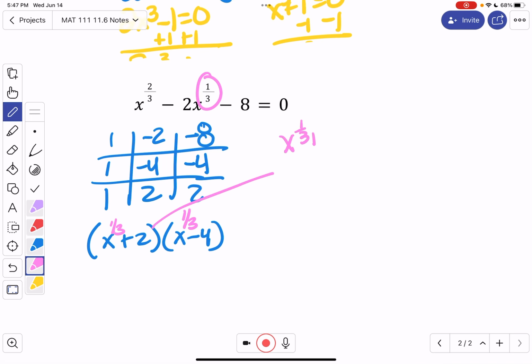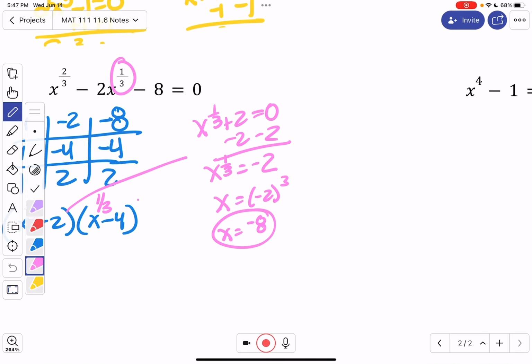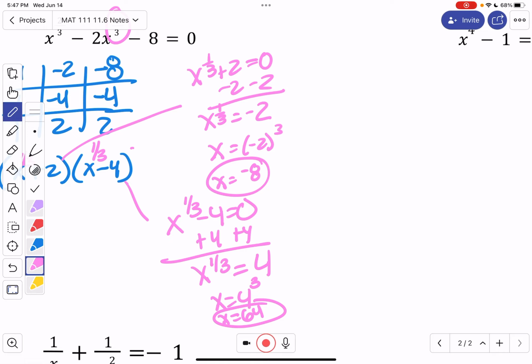X to the 1/3 plus 2 equals 0. Let's subtract 2. X to the 1/3 equals -2. To get it on the other side, we flip it. So 3 over 1, which is 3, and negative 2 to the third is negative 8. Then we're going to do the same thing here. X to the 1/3 minus 4 equals 0. Add 4 to both sides. So we get x to the 1/3 equals 4. Flip the exponent to get it over there. And 4 cubed is 64. So there are those solutions.